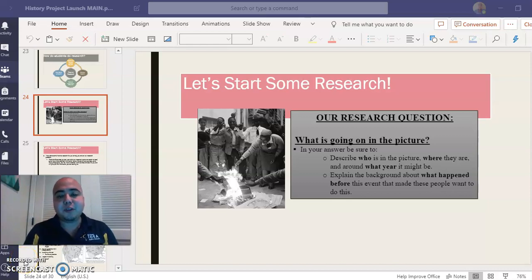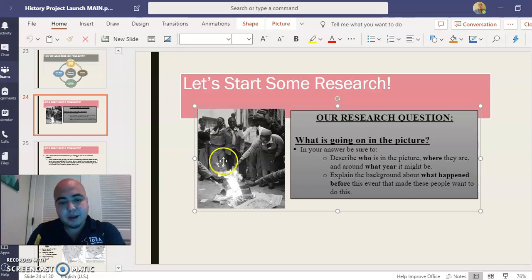Okay, so now we're going to be doing research. As you can see in the slide, this is the research question that you have for today. The question is, what is going on in the picture? And the picture is this one right here on the left side.